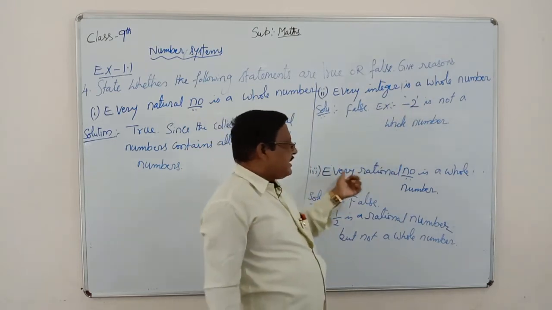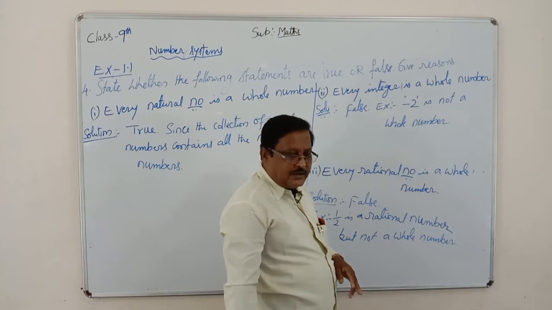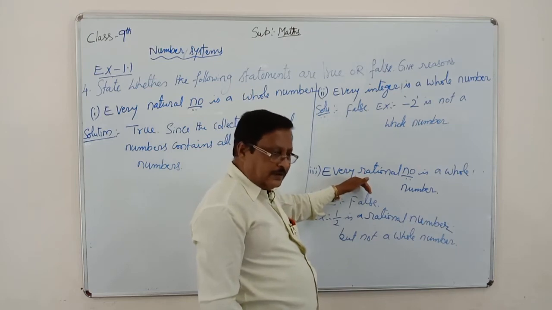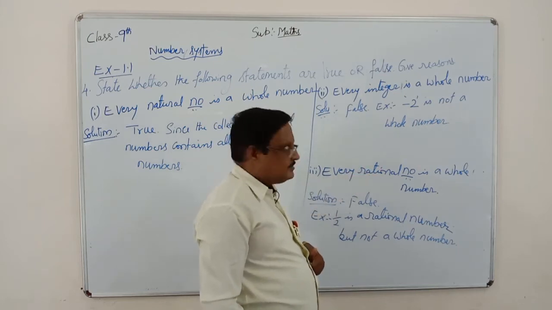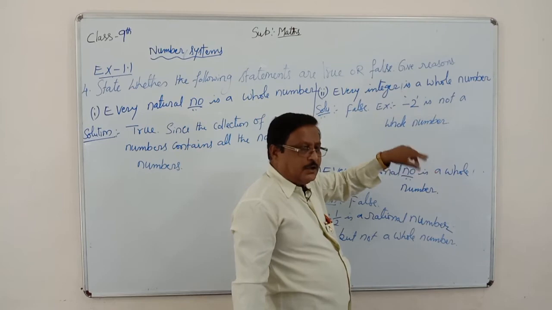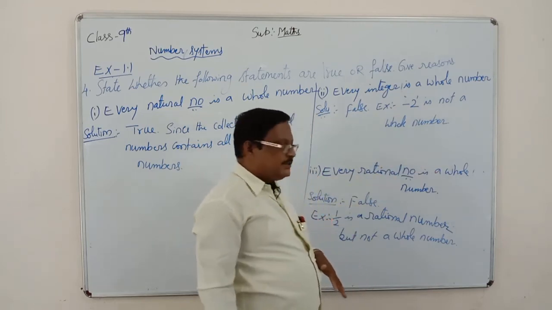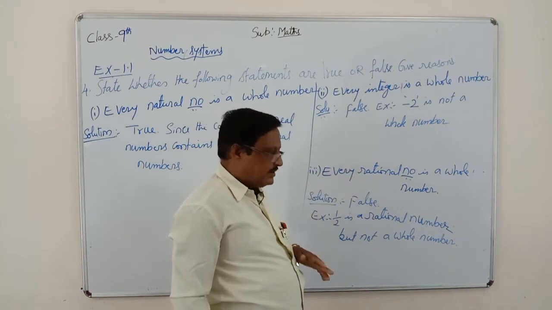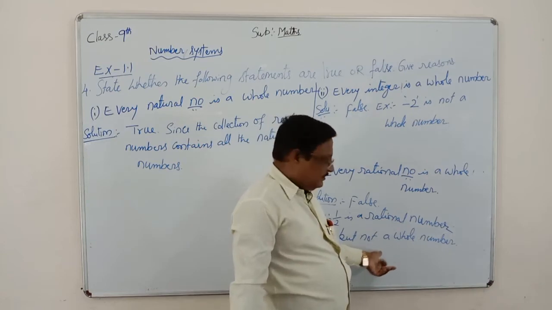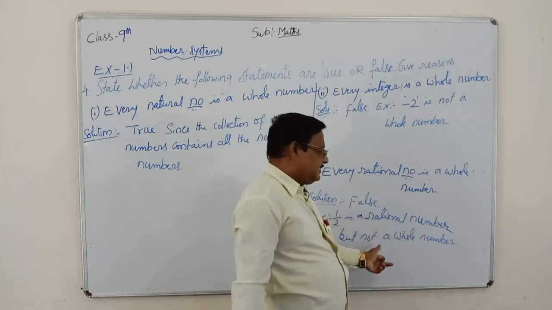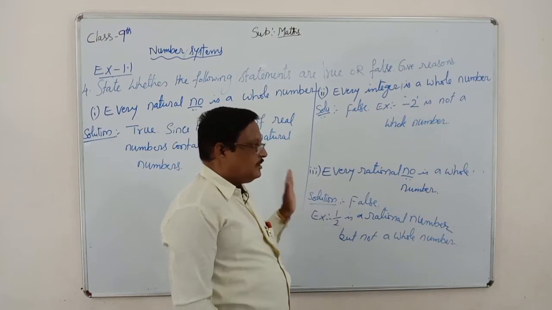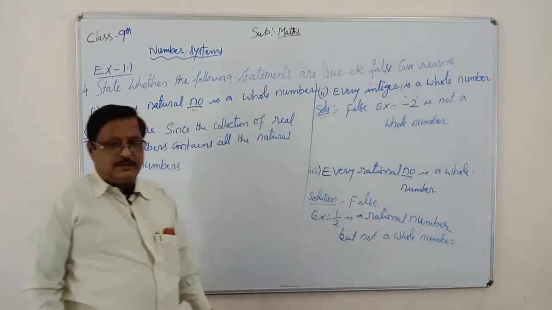Next, third one: every rational number is a whole number. Is this false or correct? Rational numbers include integers and fractions. Including integers and fractions, we get rational numbers. Here this is false. Example, 1 by 2 is a rational number, but it is not a whole number. Fractions are included, that's why these are not whole numbers. This is also false. This ends exercise number 1.1.